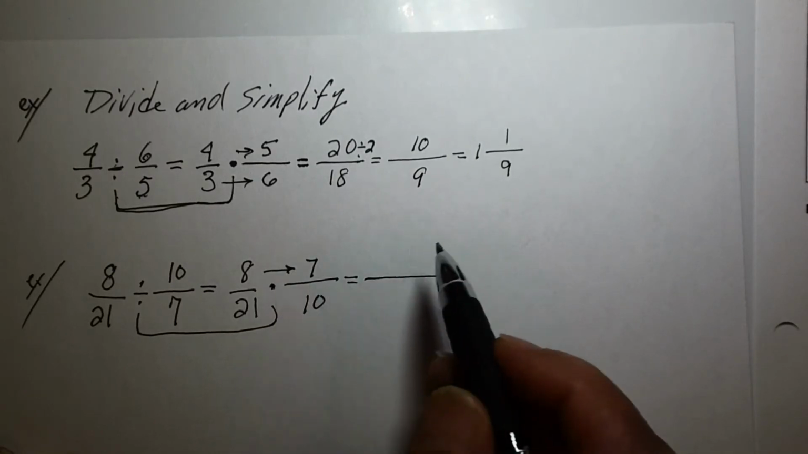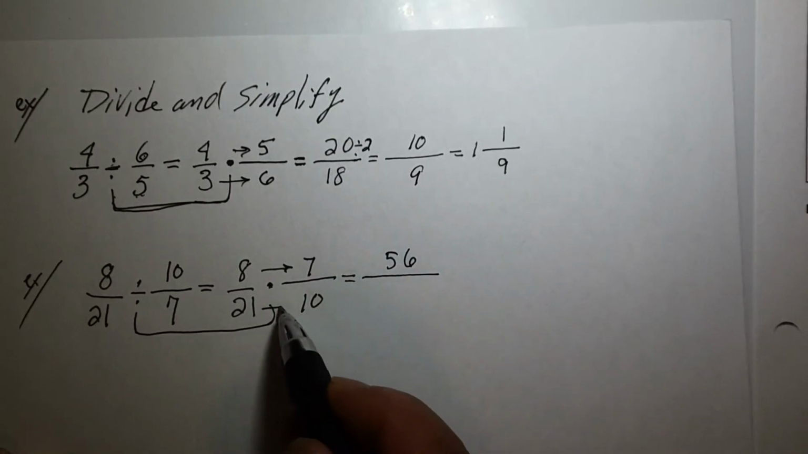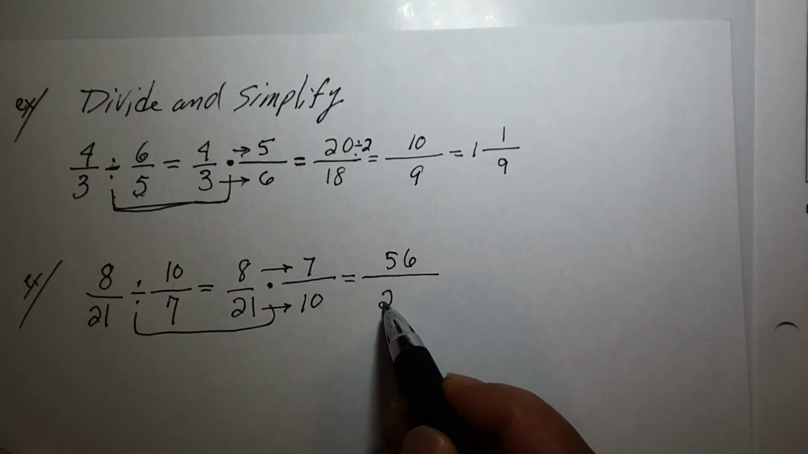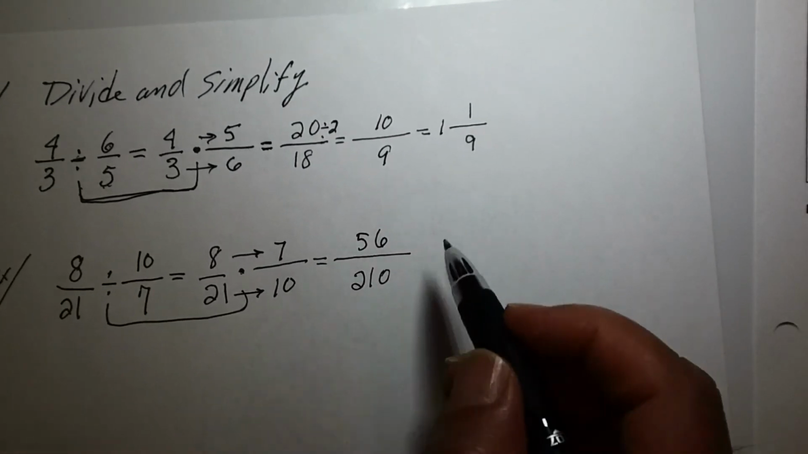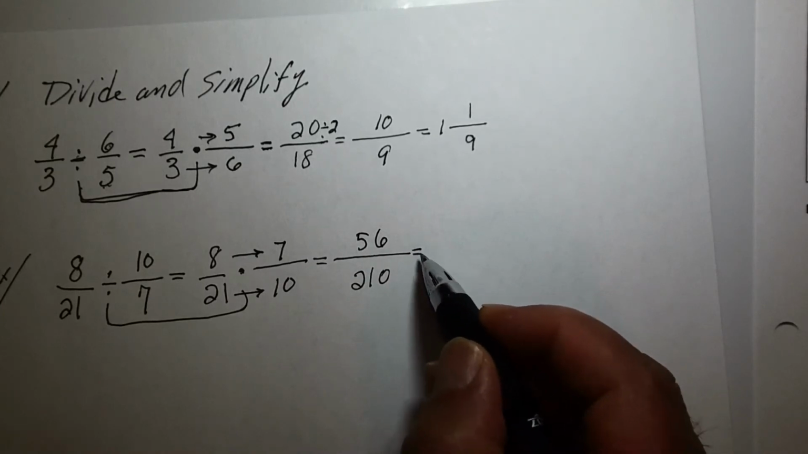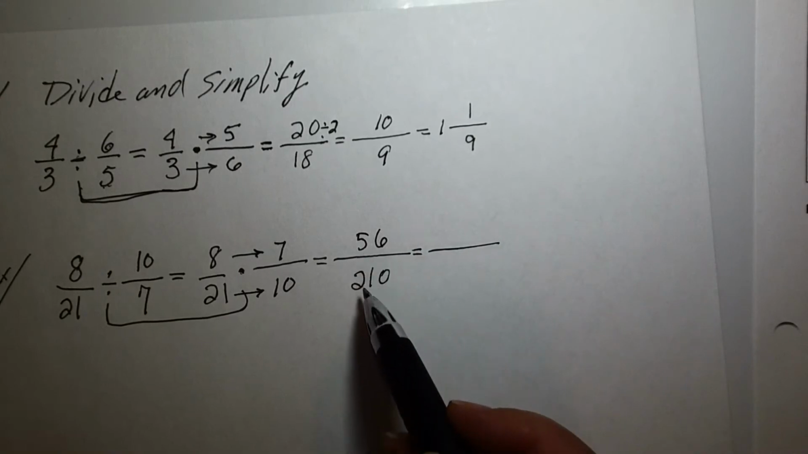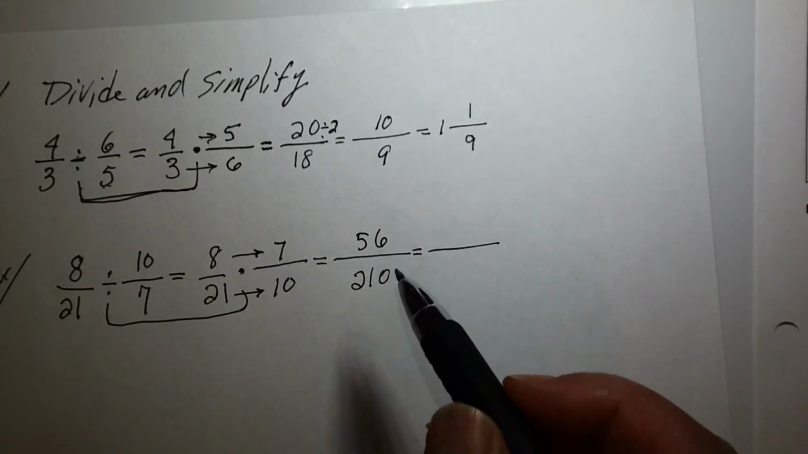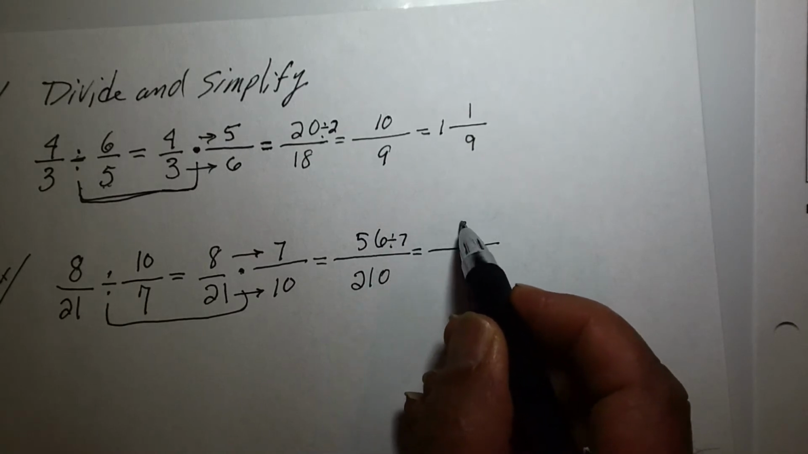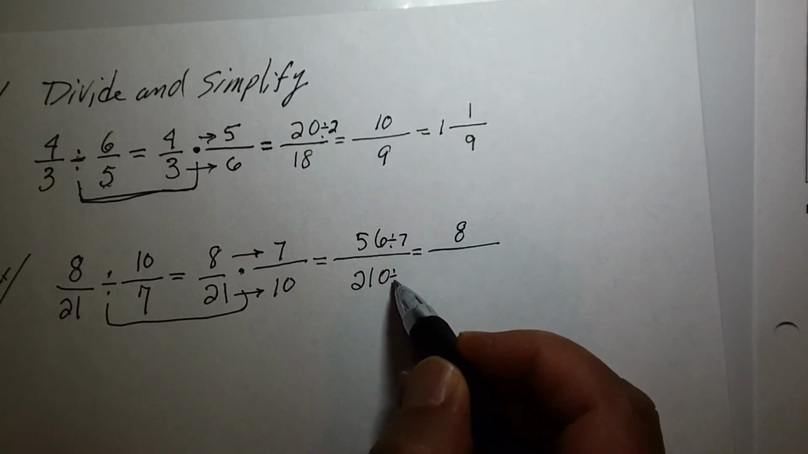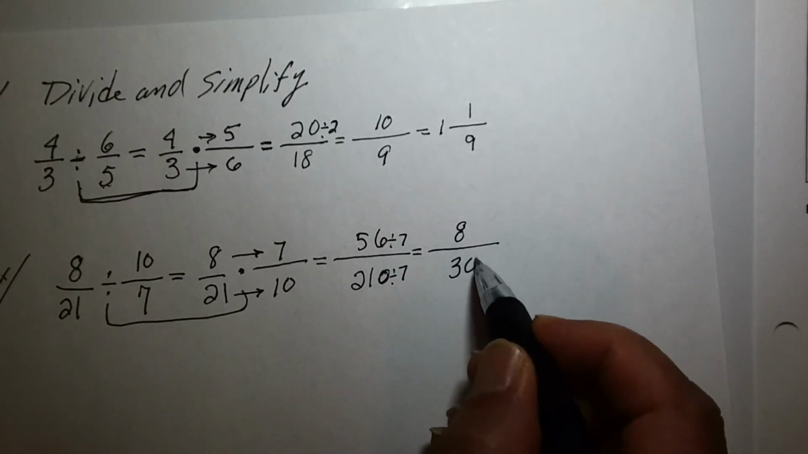8 multiplied by 7 is 56. 21 times 10 is 210. We need to reduce. As you see, 56 and 210 both are divisible by 7. If I divide this by 7, I get 8. If I divide this by 7, we get 30.